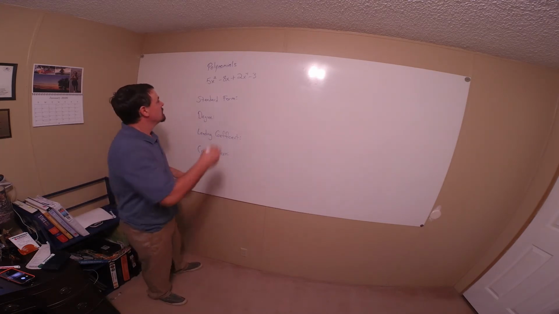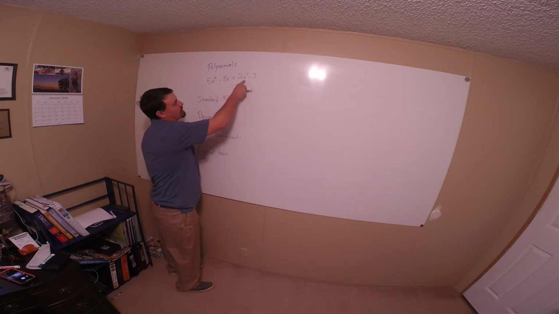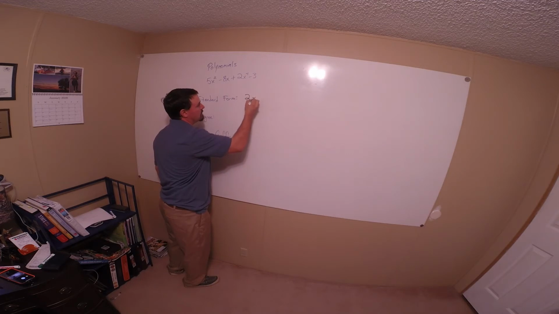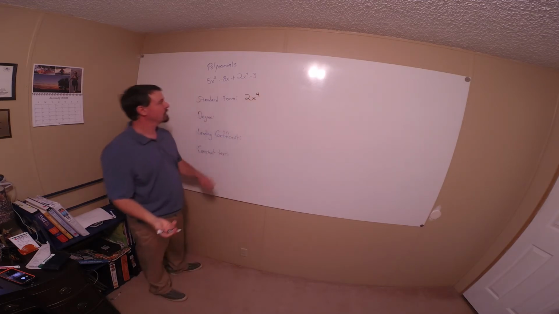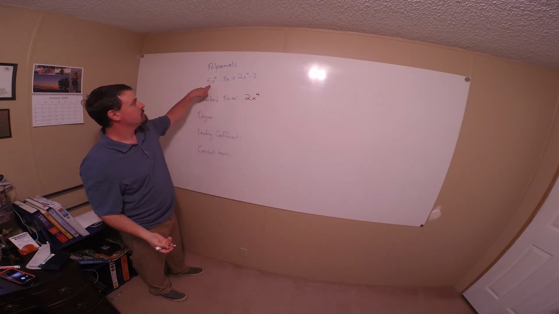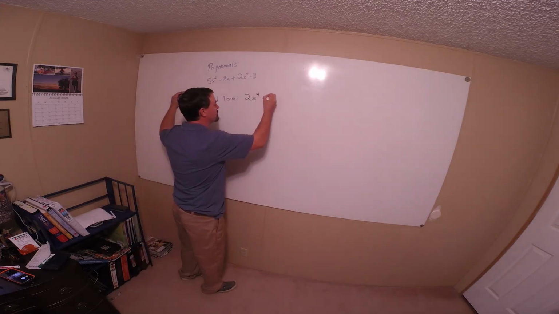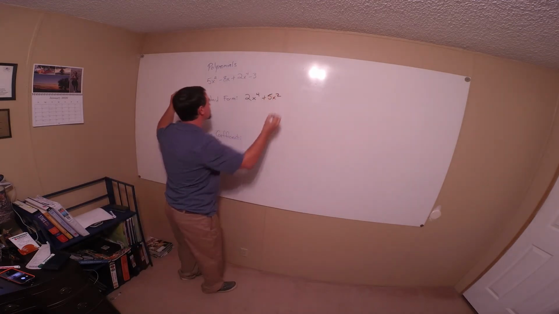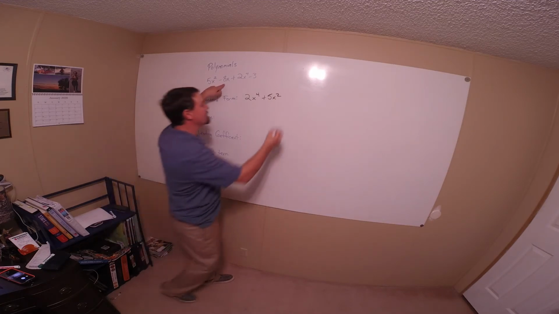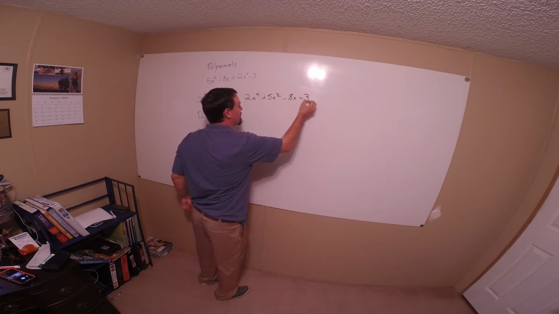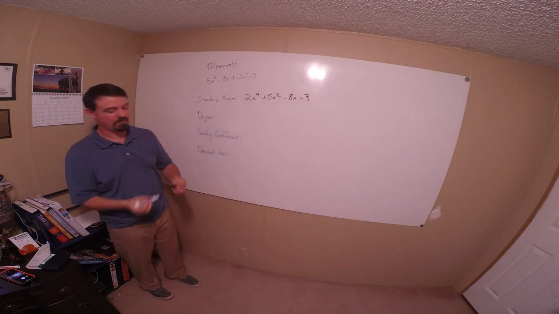So the variable with the highest exponent is right here, the 2x to the 4th. So I'll write it first, 2x to the 4th. Up next, the next biggest exponent I have is this 5x squared. Next, I have minus 8x. And then finally, I put my constant term, minus 3.